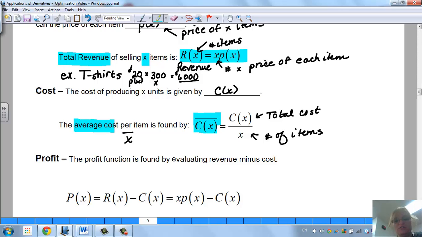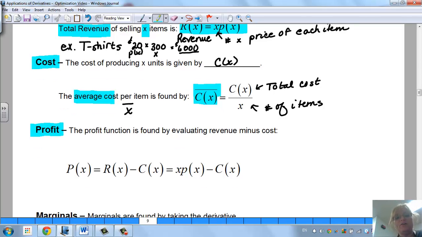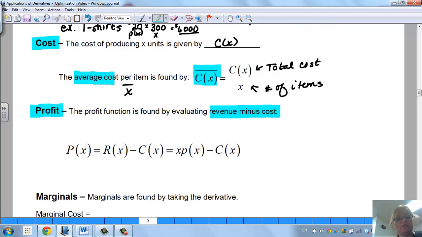The last term we have here, so we've talked about cost, now we're talking about profit. The profit is found by evaluating revenue minus cost. So let me show you how this looks. So P of x, I'm going to use a different color here. The profit is going to be the revenue minus the cost. So let's look at this. Profit, which is the extra money you made. Okay, it's usually in dollars. And this is your revenue, which is all the money you took in, minus the cost that it cost to do business.